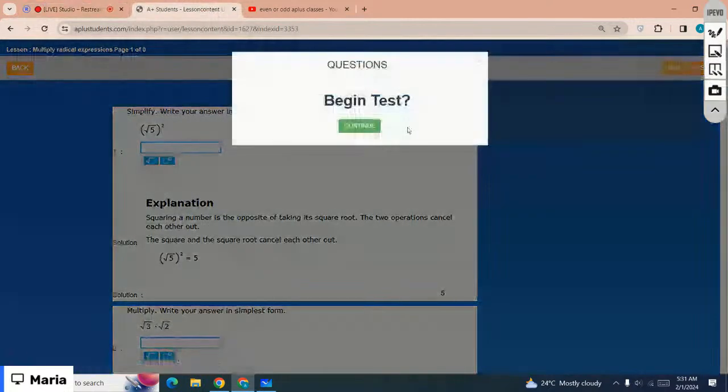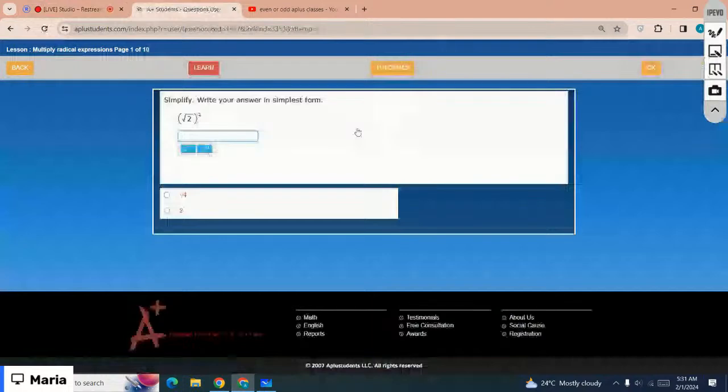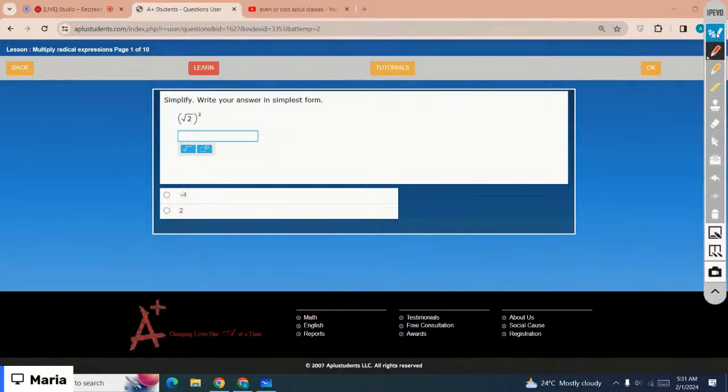Let's just start with the test questions. Okay, that is square root 2 squared, right? We know that squares and square roots are opposite to each other, so the 2 and the square root cancel out each other. You are left with just 2 because they are opposite to each other. Got it? So the correct option is 2.